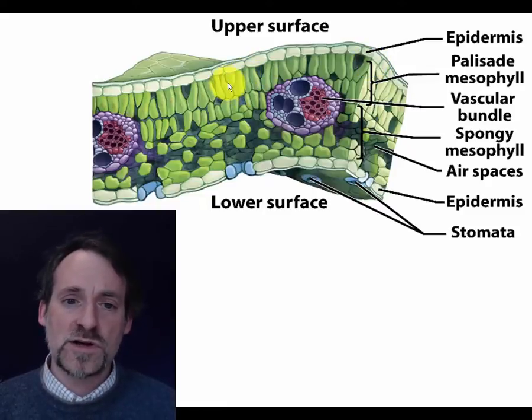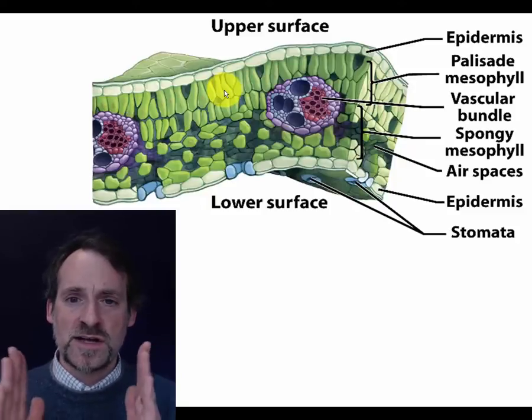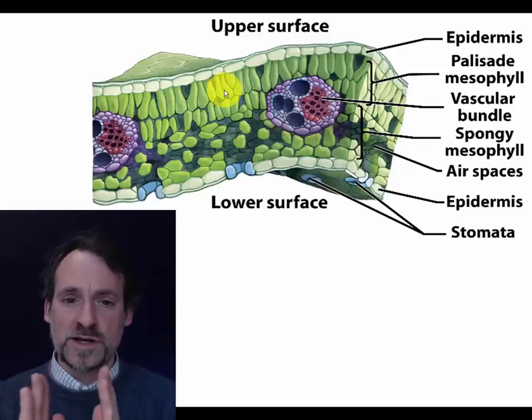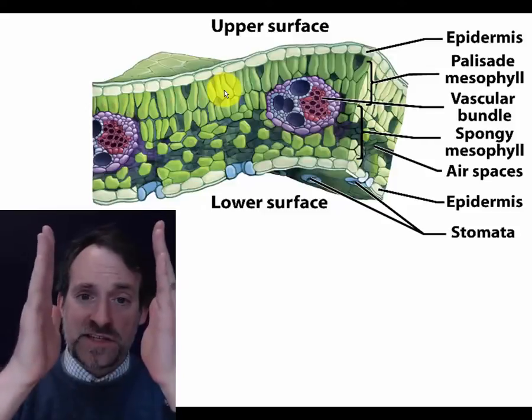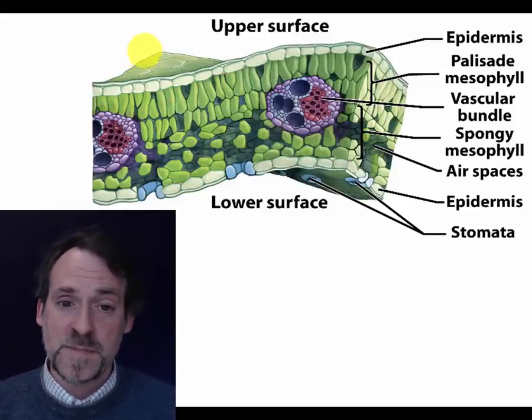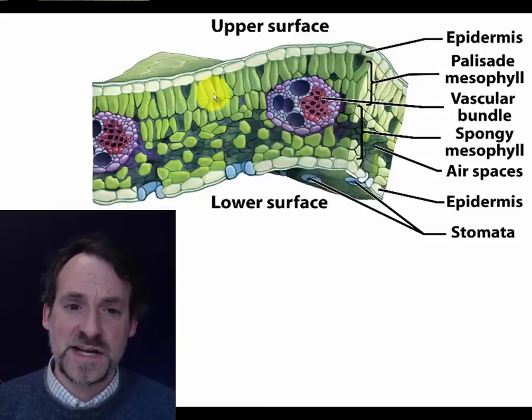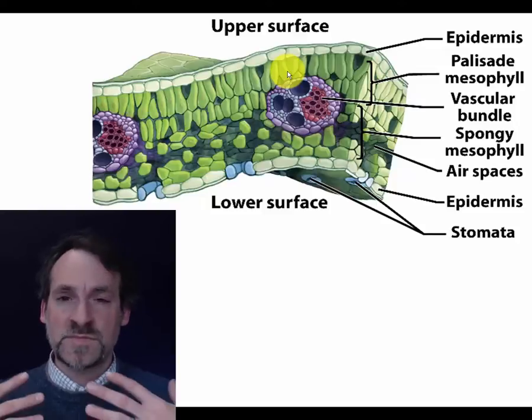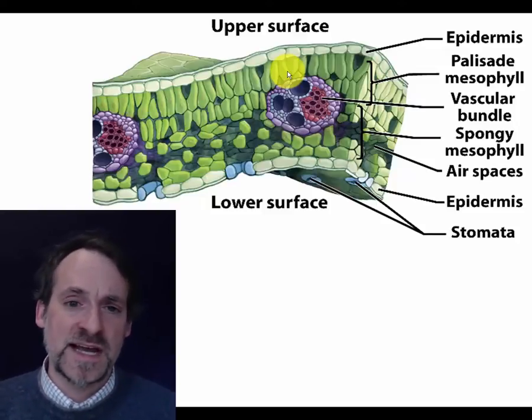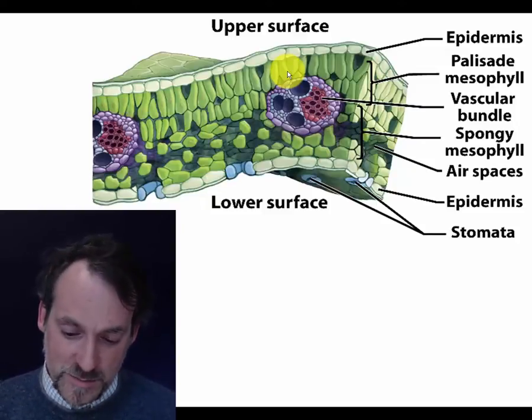And these are long, thin cells that are all pressed closely to one another, and they're arranged so that their long axis is facing the light. What this does is it maximizes the amount of light that is being intercepted by each one of these cells. And of course, these cells are thick with chloroplasts, which do the actual work of capturing light energy and converting it into chemical energy.